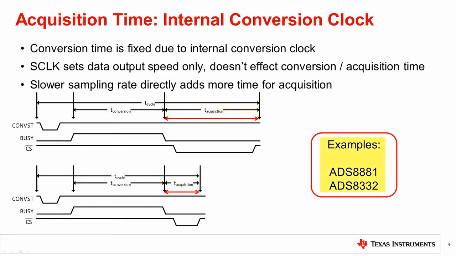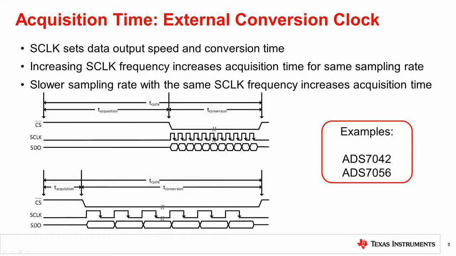Two examples of TI SAR ADCs that operate in this manner are the ADS8881 and the ADS8332. Note that most precision SAR converters use the internal clock method for setting conversion time. This is because the internal clock will ensure a clean, low jitter clock for the more complex conversion process in a precision SAR converter.